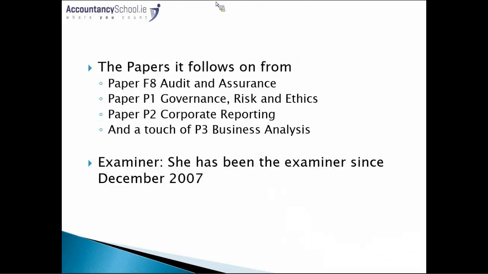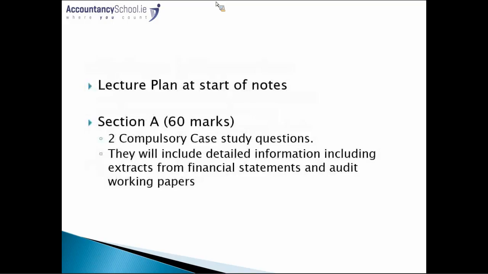It will be particularly important, as we'll see later on, that you have either covered P2 before or that you are sitting P2 at the same time. As far as the exam paper is concerned, there's a section A and a section B. Section A is two compulsory questions. The first question is a 35-mark question, the second question is a 25-mark question.